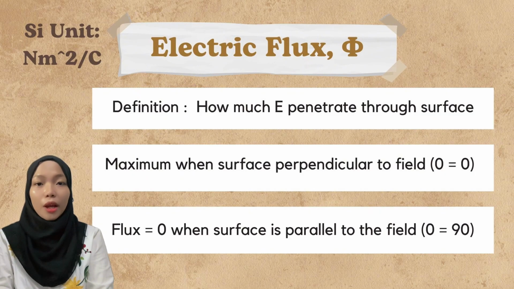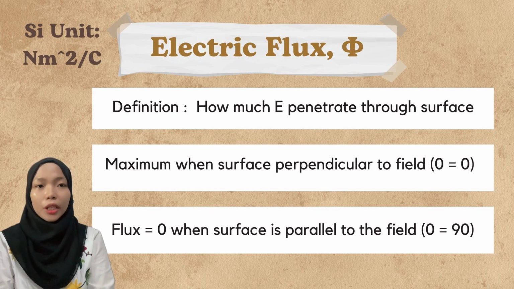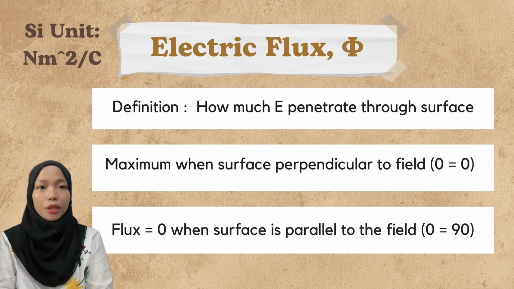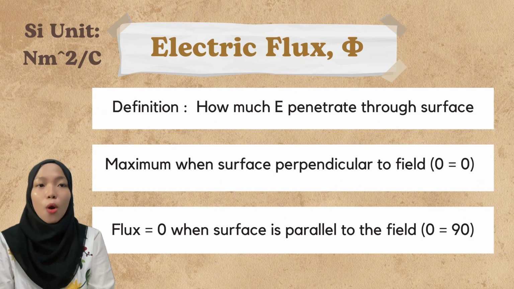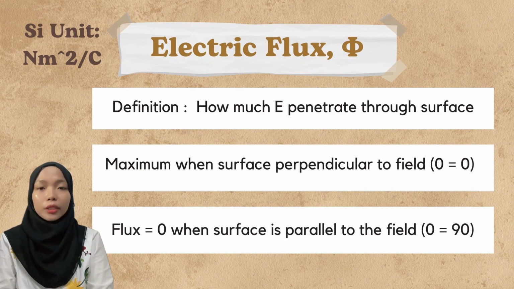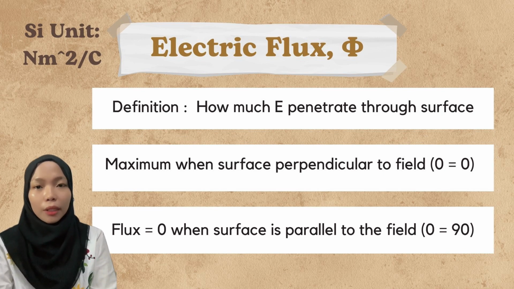1.7 Electric flux and Gauss's law. The definition of electric flux is how much E penetrates through a surface. It is maximum when the surface is perpendicular to the field, which means theta equals 0. Flux equals 0 when the surface is parallel to the field, which means theta equals 90. The SI unit for electric flux is Newton meter squared per coulomb.